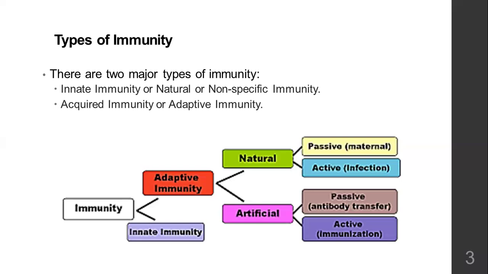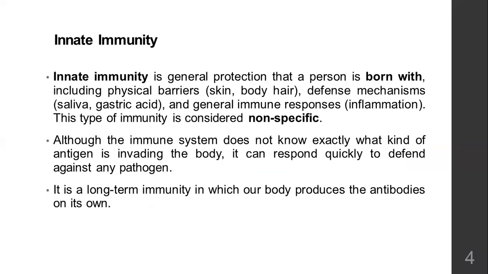So under adaptive immunity, you have natural and artificial. Naturally, that is given to you, and artificially, that can be given to you. We'll see it in detail in the further slides.